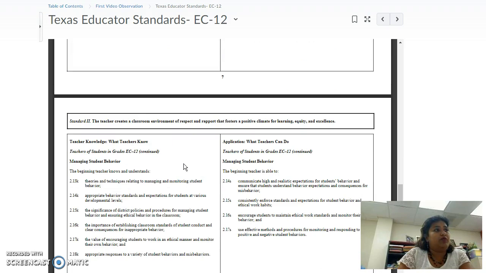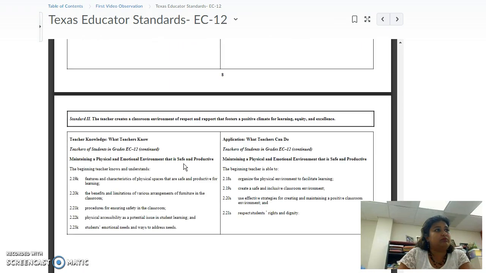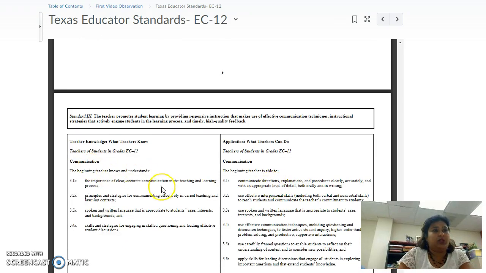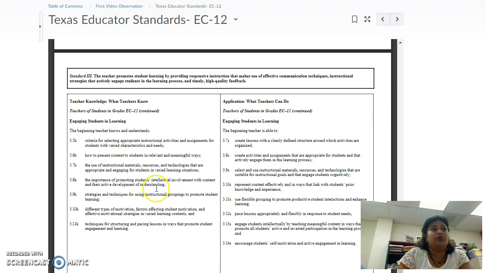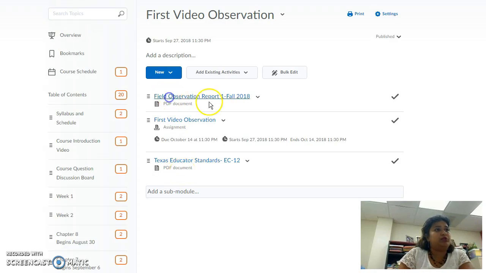Then you have your communication. And you don't have to do all of them. You can pick and choose. And here is student engagement. So let's go back to the report, the instructions.